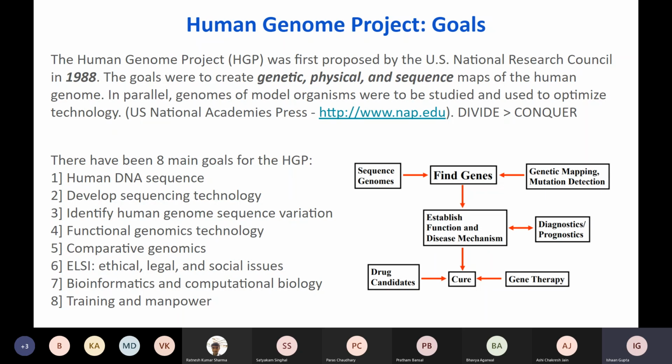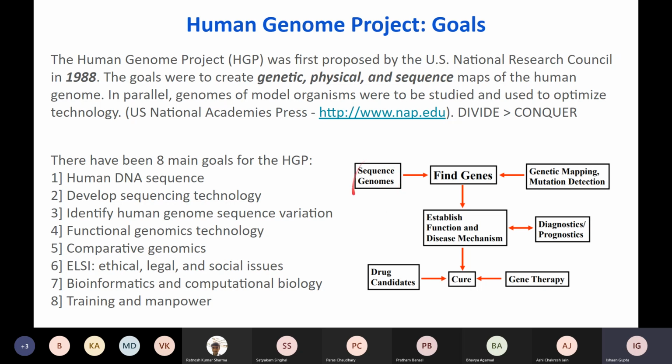Obviously, this was expected to generate lots of data. So one of the main goals, of 7 goals, was to come up with algorithms and computational pipelines and lay the foundation of what's now called bioinformatics or computational biology. And for such projects it is always important to train manpower and people to carry on the project. So this shows you a small snapshot of what they were thinking.